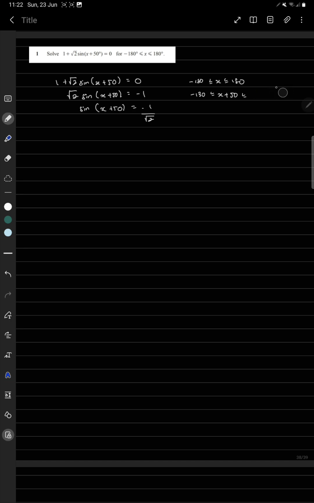Now I'm going to write down the quadrants of A, S, T, C, right? So this is the positive region. Let's put a negative region as well. We have A, S, T, C. Now in the positive region we have theta, 180 minus theta, 180 plus theta, and then 360 minus theta. Since we are going for sine and it's negative, we'll be taking T and C.